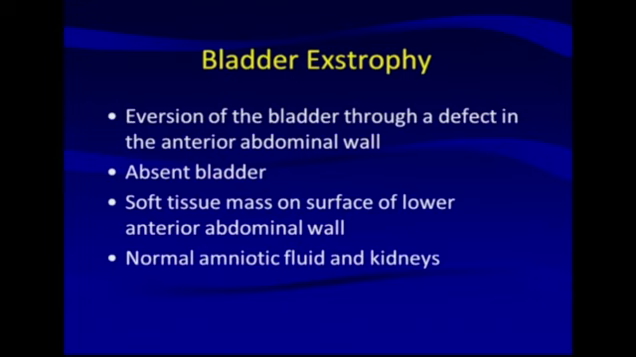Now, bladder exstrophy occurs when the bladder is everted through a defect within the anterior abdominal wall. It's almost like an omphalocele, but lower down. Because the bladder is everted and the mucosa is exposed to the amniotic fluid cavity, there is no bladder within the pelvis. Instead you see a soft tissue mass on the surface of the lower anterior abdominal wall, representing that everted bladder. The amount of amniotic fluid should be normal, and the kidneys will be normal as well.